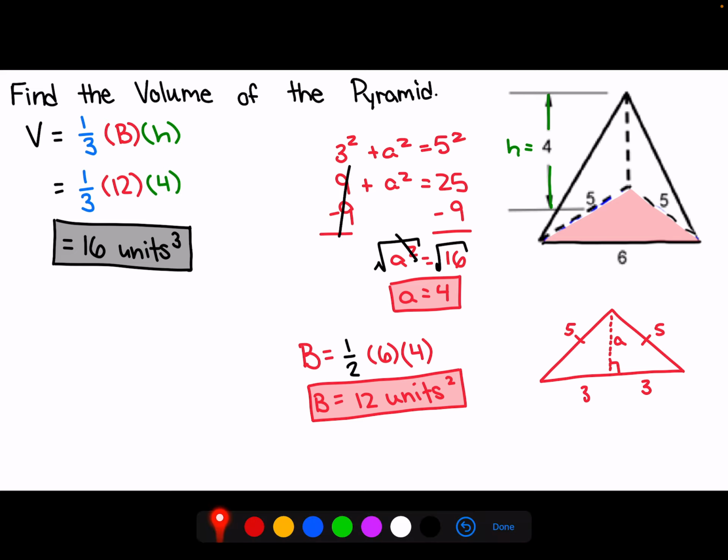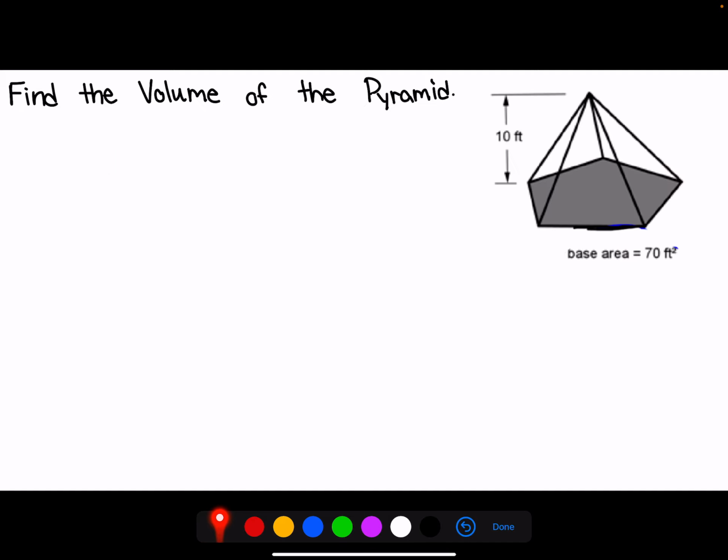All right, we got one more pyramid. Our final pyramid is a pentagonal pyramid. So looking here, we have a pentagon as our base, 5 congruent sides, and it's a regular pentagon. And they tell me that the base area is 40 feet squared. I can also see that the height of this pyramid is 10. So what can I use the base area for? Well, if we recall, big B is equal to the area of the base, or the base area. So they're already telling me that big B is equal to 70.